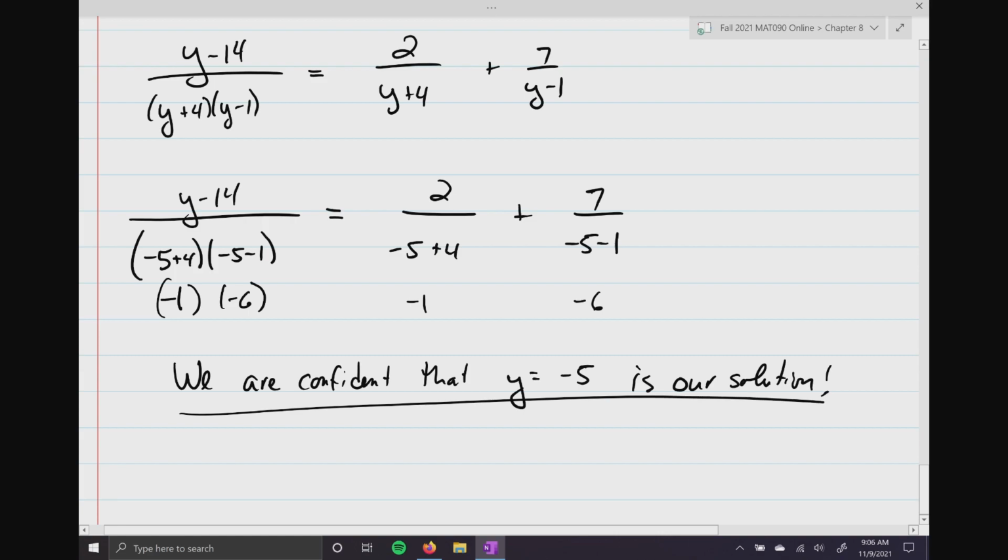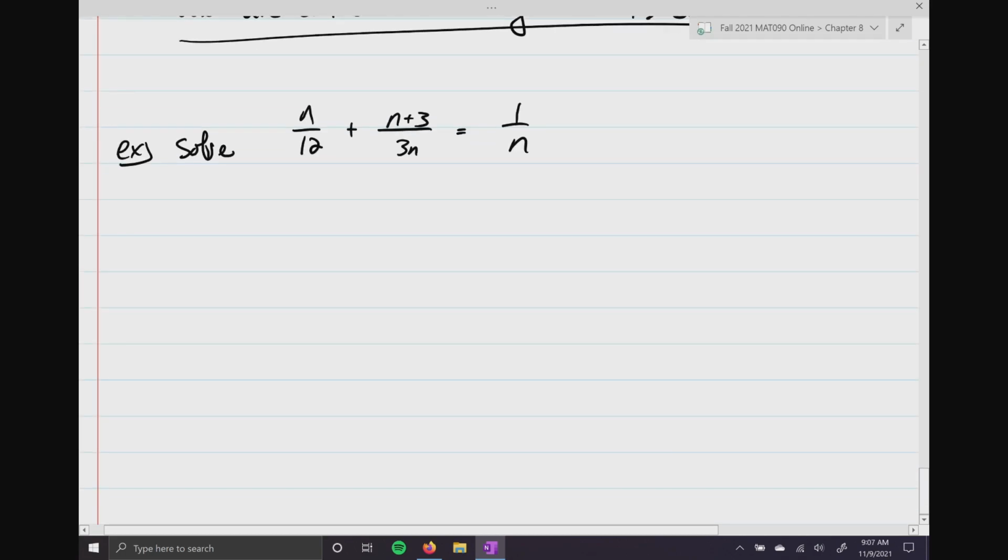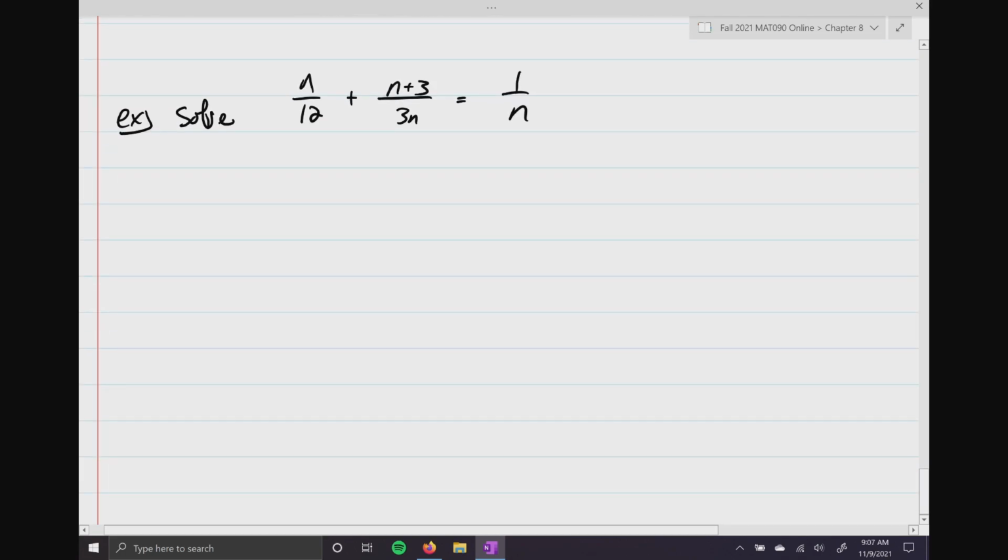So now I'm going to do a couple more problems, all right? And these problems here will end up resulting in quadratic equations, okay? So let's try this one. So we're going to solve n over 12 plus n plus 3 over 3n equals 1 over n. Okay? My approach doesn't change.